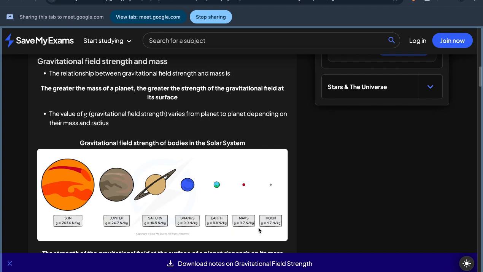So the smaller the planet, the smaller the gravitational field. One of the factors is size: the bigger the size, the bigger the gravitational field. And this is how time is being calculated. The bigger the planet is, the bigger the force of gravity. And the bigger the force of gravity, the slower the time.